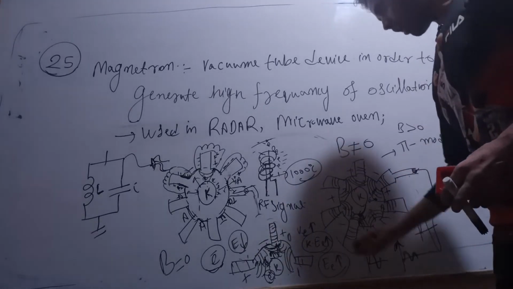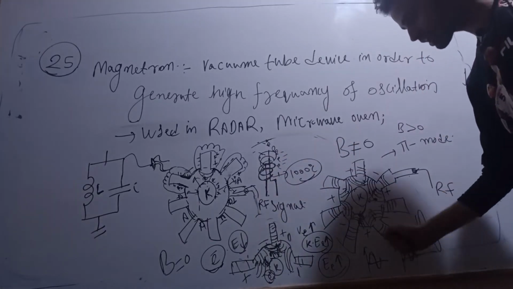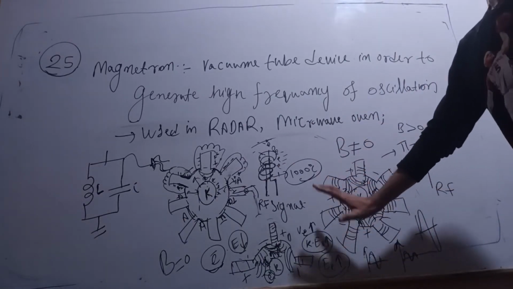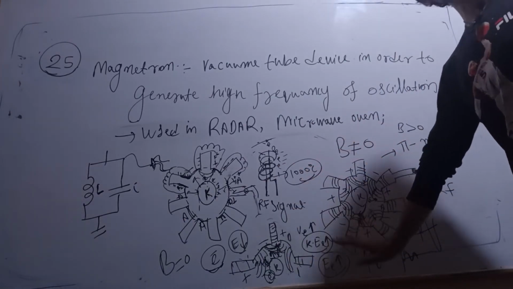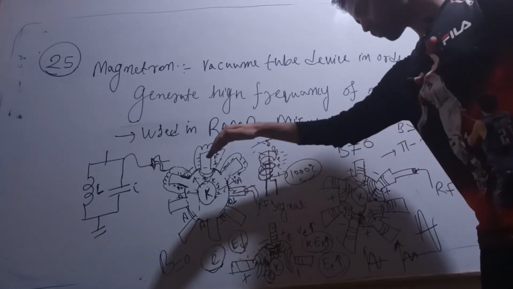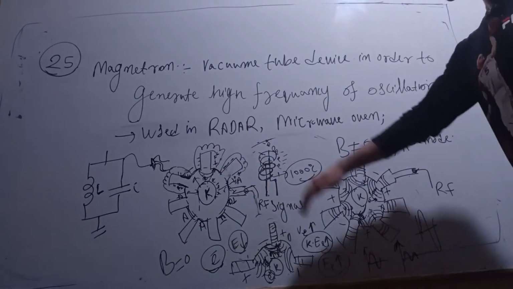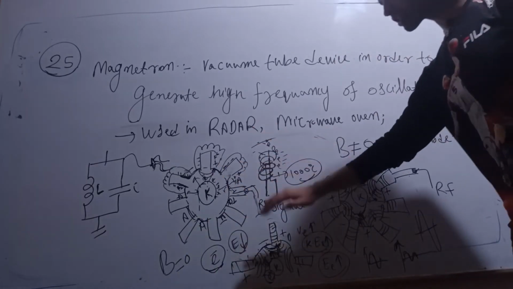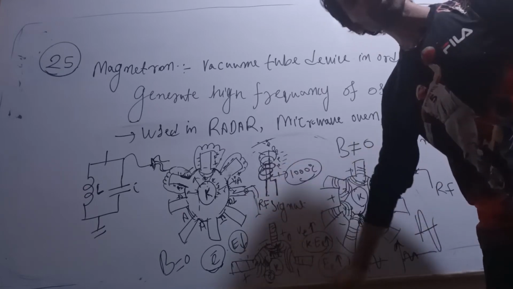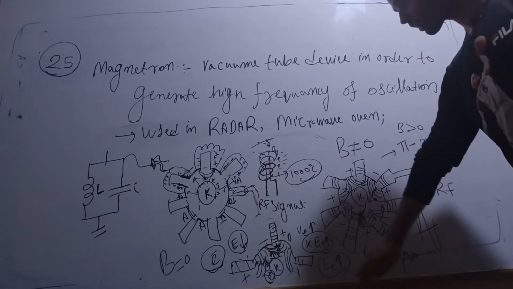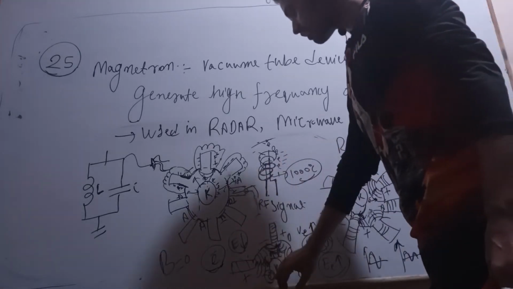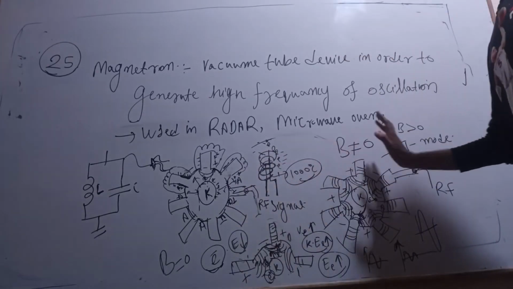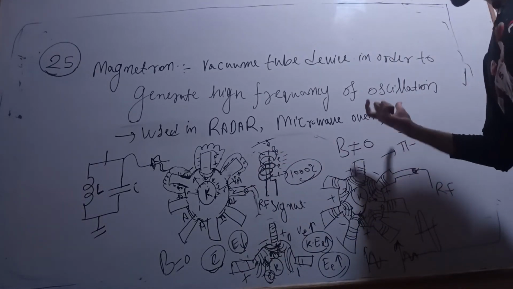Our ultimate goal is to increase the energy, because we want to energize the RF signal, the radio frequency signal. For that, we need to retard this electron. Once the electron is retarded, its energy is decreasing, because its velocity decreases, and this energy gets transferred to the RF signal. So in this way, we are amplifying this RF signal.